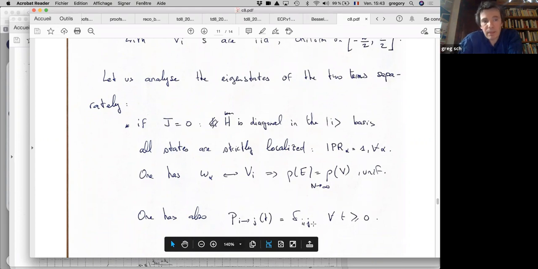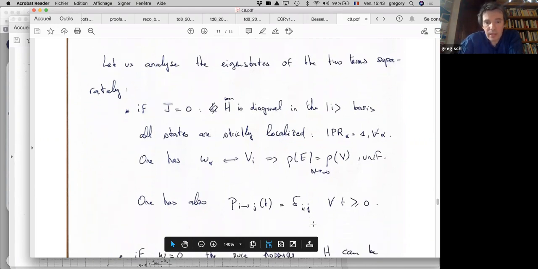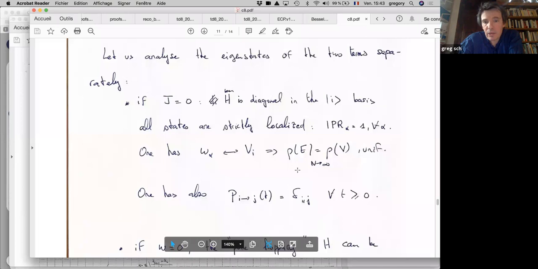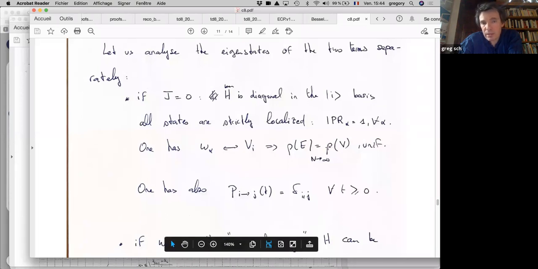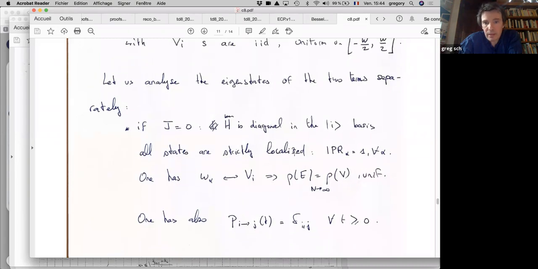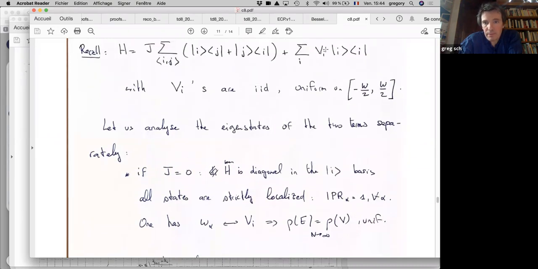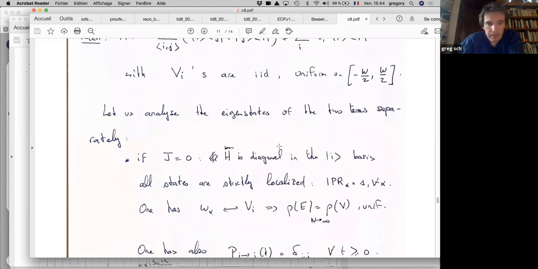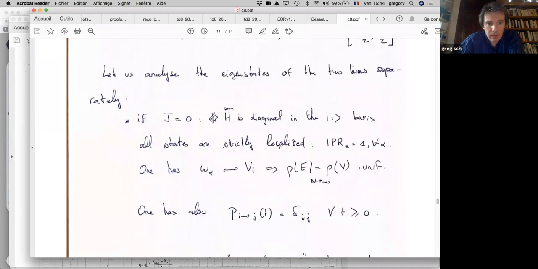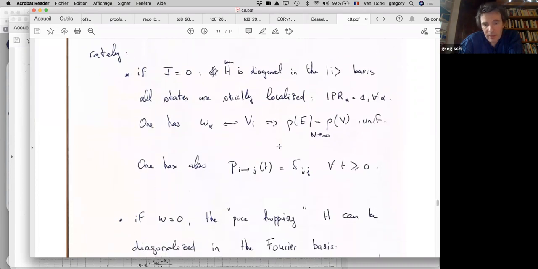So it's a very extreme case where all the states are localized, and the density of states in this case is just the density of V, because the eigenvalues are precisely the VIs. It's easy to see that the eigenstates are the I's and the eigenvalues are the VIs. Great. It's very simple. Now let's look at the other limit.